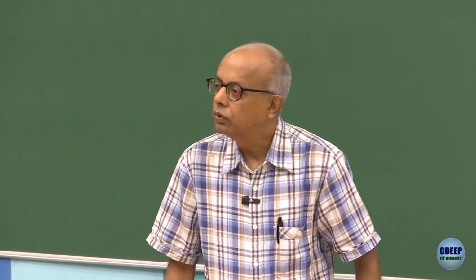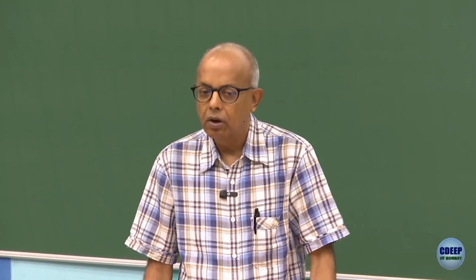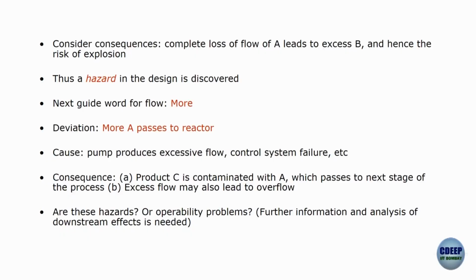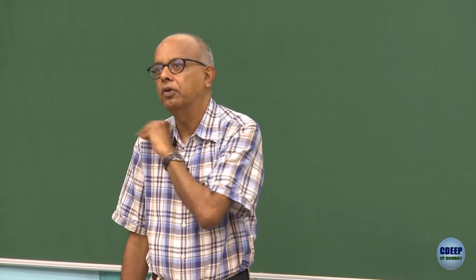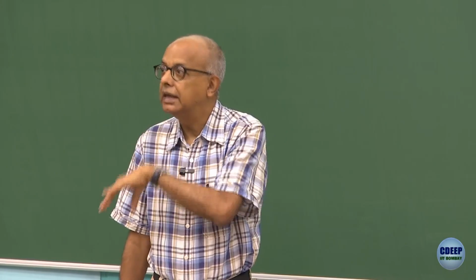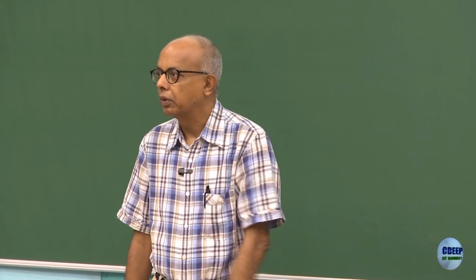So that's what I'm saying. Excess flow will also lead to overflow. Are these hazards or operability problems? Further analysis of downstream effects is needed. So you have to sequentially move from upstream to downstream. And the wisdom in doing that is that disturbances are already caught on the upstream side, and they would propagate downstream. So when you take the downstream equipment one after the other, you would have already identified the deviations, so you will just pull that and put it in your document. Okay, I have already identified this. So, apart from C, something else is coming as well, and so on.